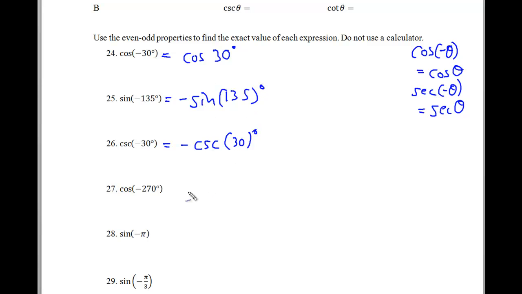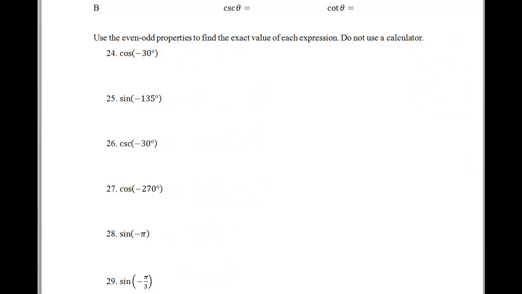I should probably have the degree inside the parenthesis there. Since this is cosine, this is going to be the cosine of 270 degrees right there. Again, the even-odd property means that this is going to be positive. And then here, sine, this is going to be negative sine of pi, and down here, negative sine of pi over 3. We're going to find these values, but I just wanted to do these quick conversions using our even-odd properties.